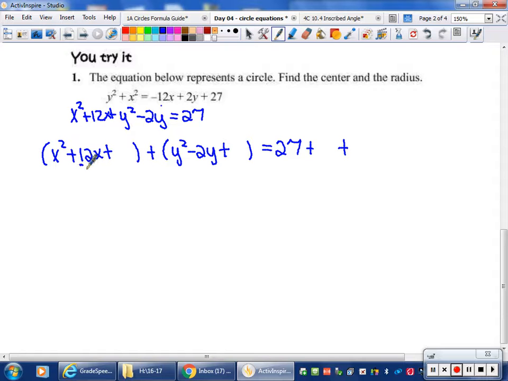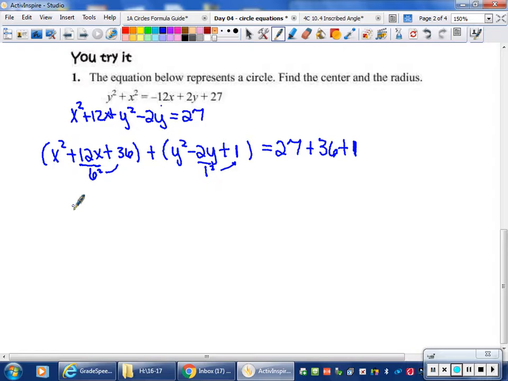Alright, so let's think. What plus itself is 12? 6. So 6 squared is 36. So I must add 36 to the right. Now let's do it with my y's. What plus itself is 2? That's easy. 1. Square the 1, it's still 1. So I need to add 1.